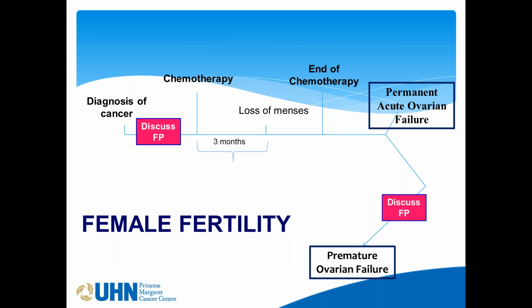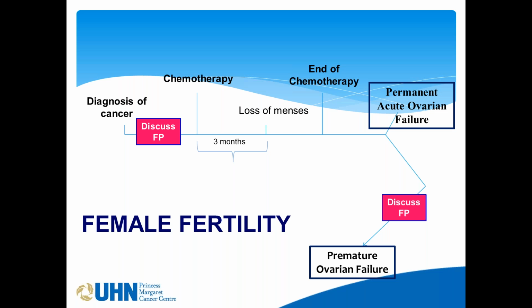So again, what this diagram shows is that what's ideal is that when a young woman receives a cancer diagnosis and may receive something like chemotherapy, radiation therapy, or surgery that would impact their fertility, you would have access to a conversation around preserving eggs before your cancer treatment.